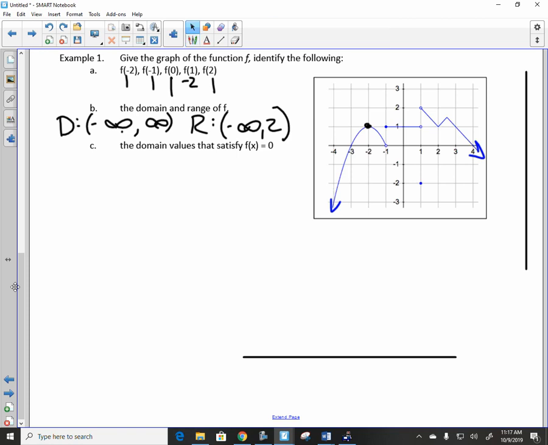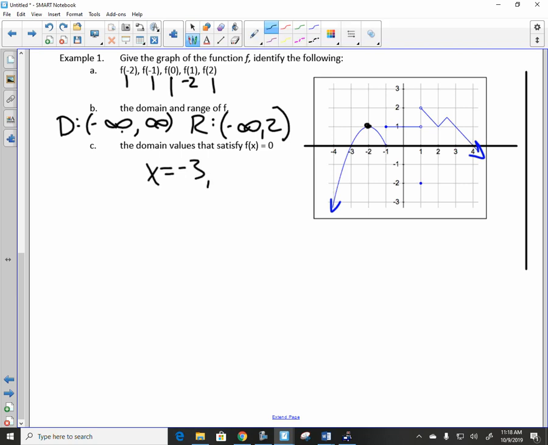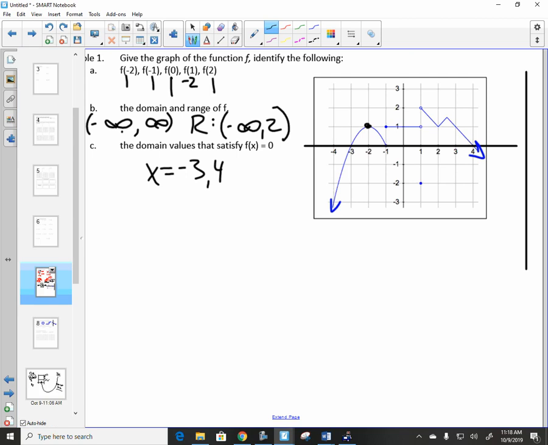Then finally, the third question, find the domain values that satisfy f of x is equal to 0. F of x equals 0. Is 0 an x value or a y value? It's a y value. So as you check this out, if I place this at a height of 0, the question is, what are the x values that will produce y values of 0? What are they? Negative 3 and 4. X equals negative 3 and positive 4. Flip it over.